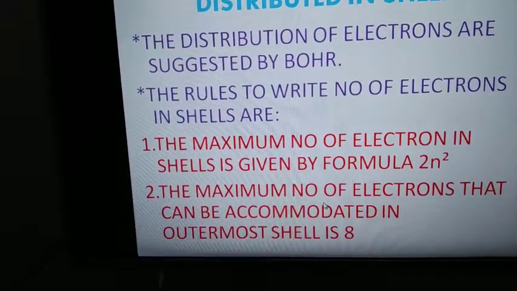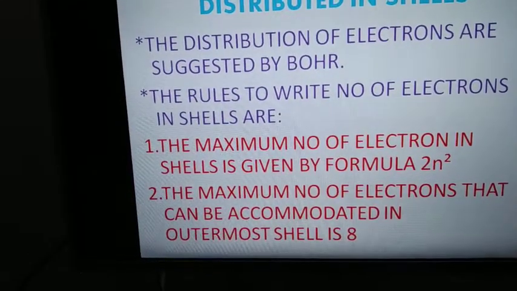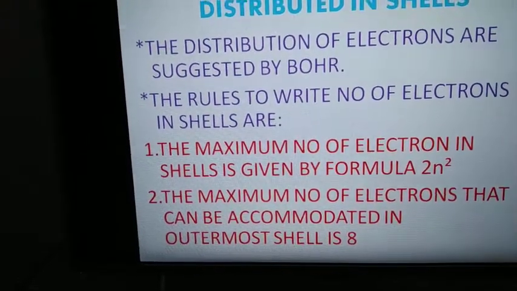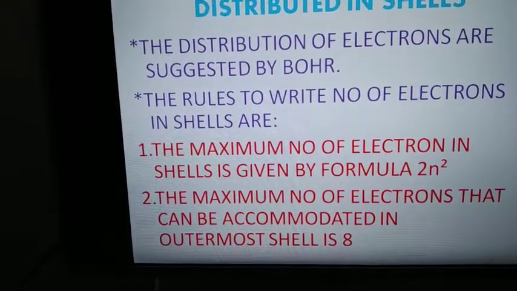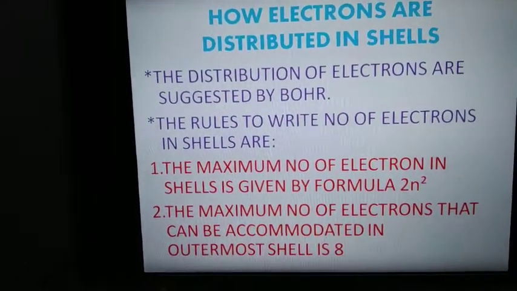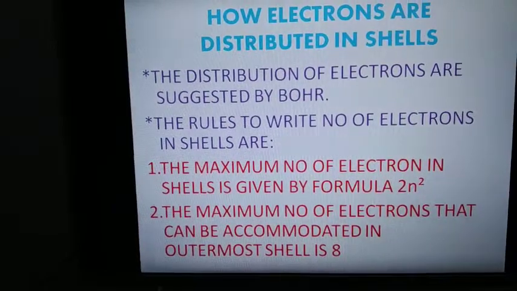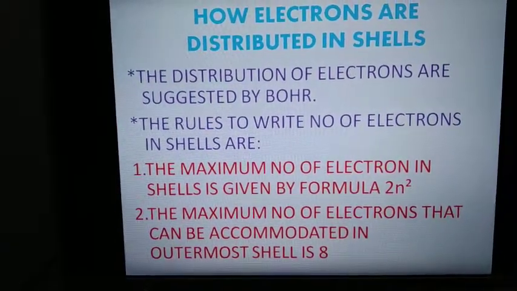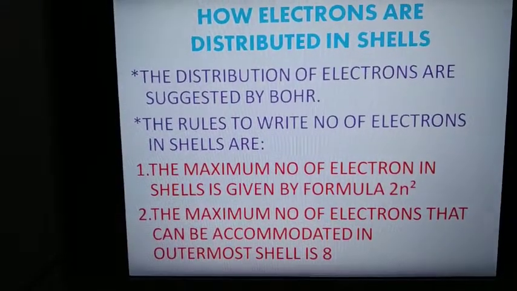Similarly, orbit 2 has n equal to 2. So 2 into 2 square, that is 2 into 4, means 8 electrons can be accommodated in it. The maximum number of electrons that can be accommodated in the outermost shell is 8. That is, the shell can accommodate only 8. If there are more than 8, the extra will be accommodated in the next shell.